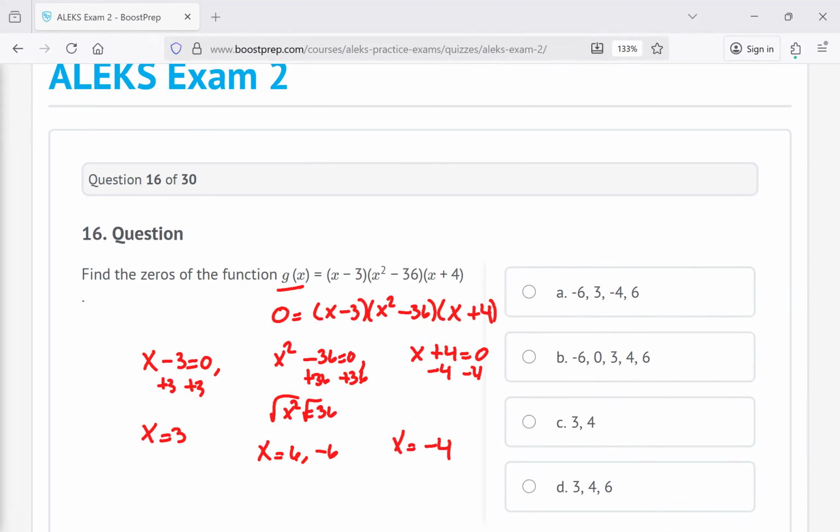Okay, so we have 3, 6, negative 6, and negative 4. It's the first one, right? We have 3, 6, negative 6, and negative 4. There you go.